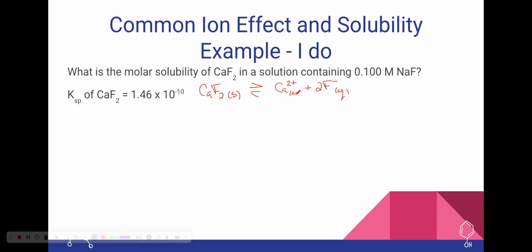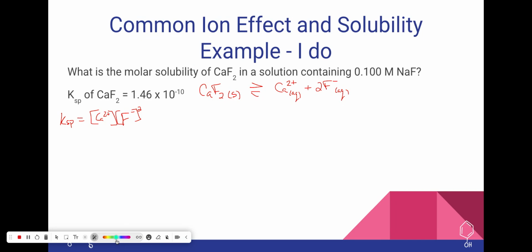Okay. And that is our balanced chemical equation, right? And we know from here that our equilibrium expression, KSP, is going to be equal to the concentration of calcium 2 plus times the concentration of fluoride ion squared. Okay. Now, folks, when we're looking at this, we know we're going to need an ICE table, right? Because this is just an equilibrium problem. This is nothing special, right? It's just an equilibrium problem. So we're going to write our ICE box.